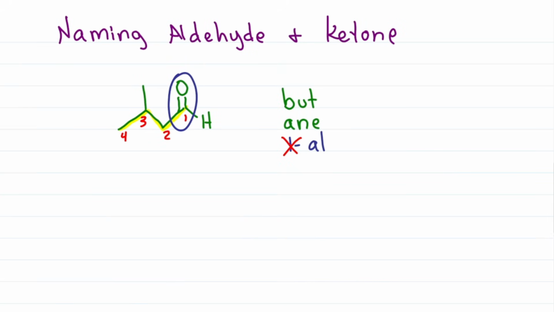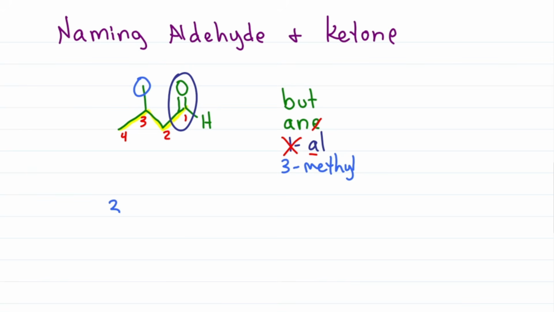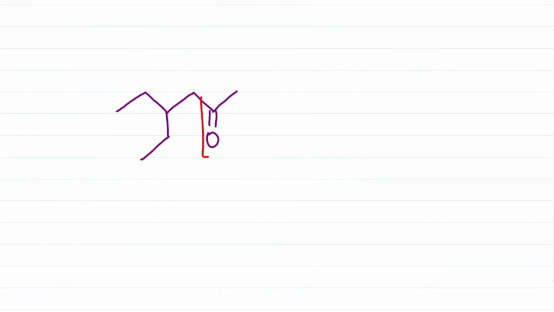Then you want to account for any substituents, in this case a methyl on 3, giving me 3-methyl. We put the name together, substituent, first name, last name, functional group. But when your functional group starts with a vowel, you drop the E in the last name for a final name of 3-methyl butanal. This next molecule has a carbonyl with R groups on either side, making it a ketone.